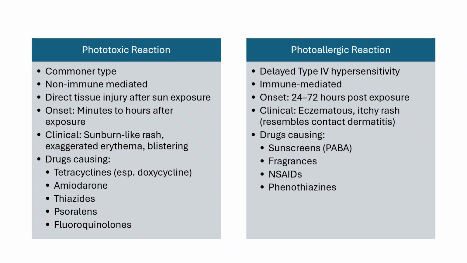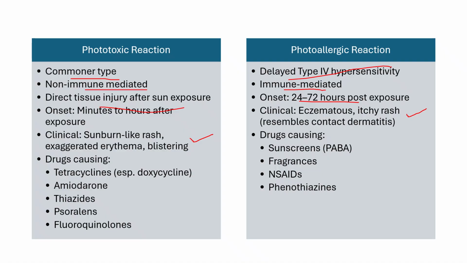Now, photosensitivity can be phototoxicity or photoallergic reactions. So, phototoxicity is the commoner type. It's non-immune mediated and it's a direct tissue injury after sun exposure. However, photoallergic is a delayed type hypersensitivity. So, it's immune mediated and it's delayed. So, it's 24 to 72 hours post exposure. So, clinically, in phototoxic reaction, you usually have a sunburn-like rash, erythema and blistering. Okay, so it's slightly milder. Photoallergic reaction, on the other hand, is eczematous. There is an itchy rash which resembles contact dermatitis, because contact dermatitis again is a type 4 hypersensitivity reaction, which is an immune mediated condition.